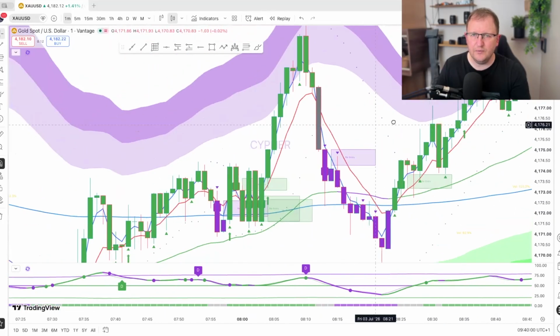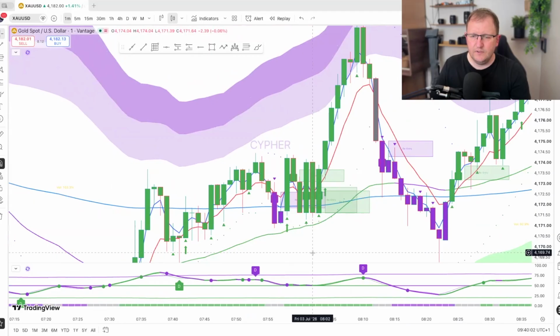Probably wouldn't have got into that one either. Now this one might have been a good one to get in. We've had two buy signals right here, and it's right on the line, and it is a green line. We've gone green, purple, green, and that one is all green. So everything on that one is green.